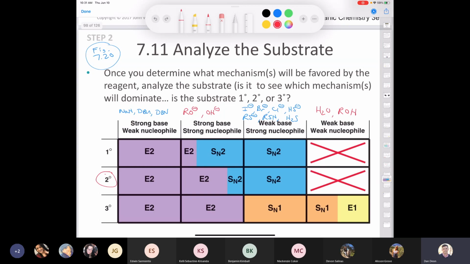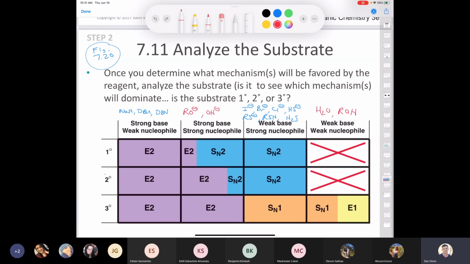We got mostly the products of elimination, wherein we had a Hofmann product, we had a Zaitsev product, and then we had the substitution product, which was an SN2 mechanism. So we had inversion of configuration. So I'll refer back to this table. I might not say 7.20, but we're going to use this to make a lot of decisions.